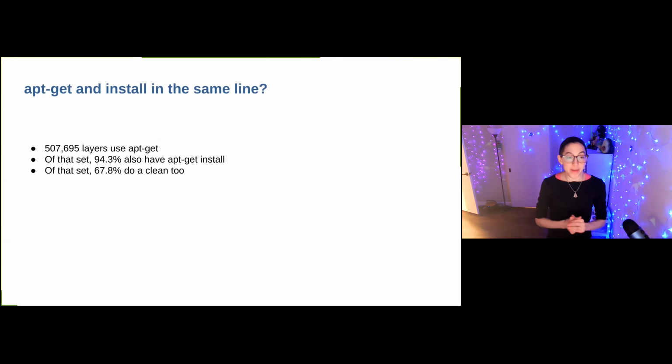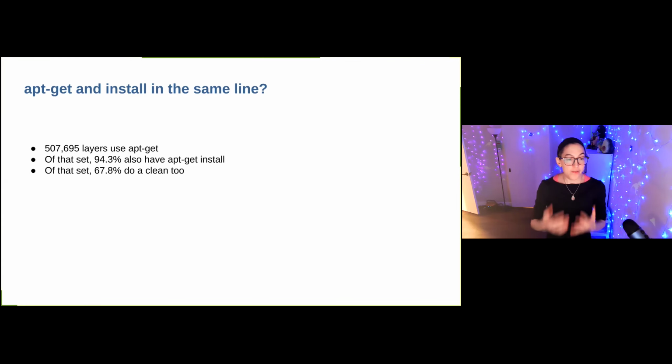Okay, so the next is apt-get and install in the same line. And this is actually a very good suggestion because when you combine get and install, and then especially when you add clean, you're cleaning up the layer so that it doesn't have a huge number of extra files, because even if you run it in a later layer, they're still going to be in the previous layer. So it's really important that you do the clean when you're executing commands in that layer.